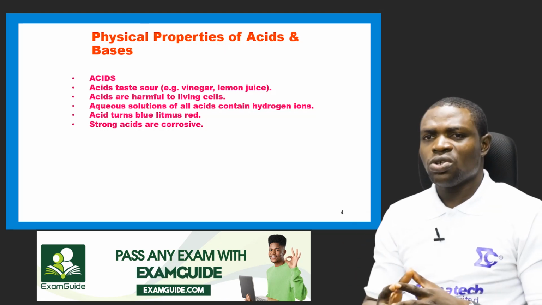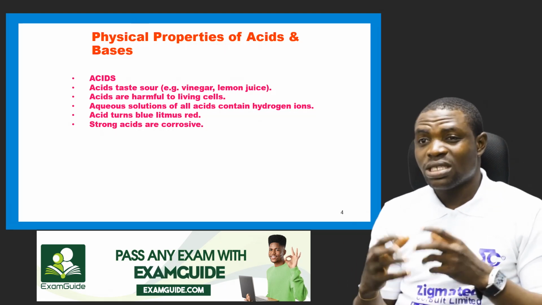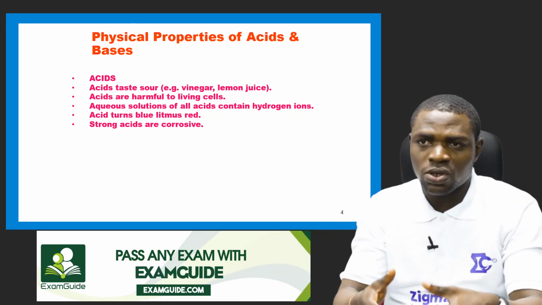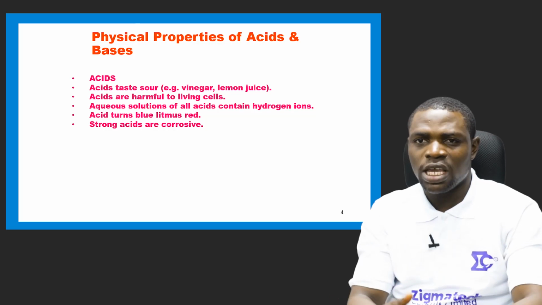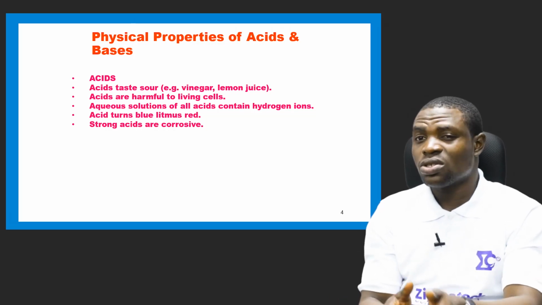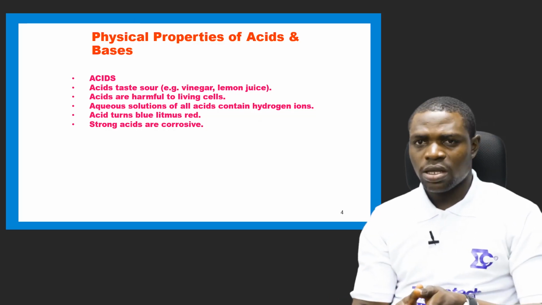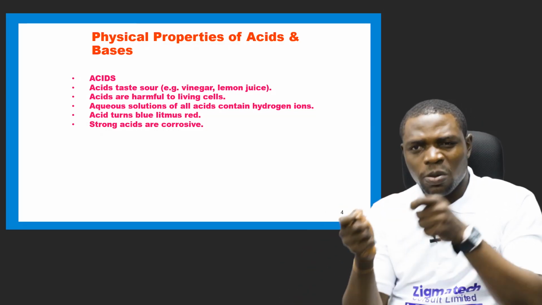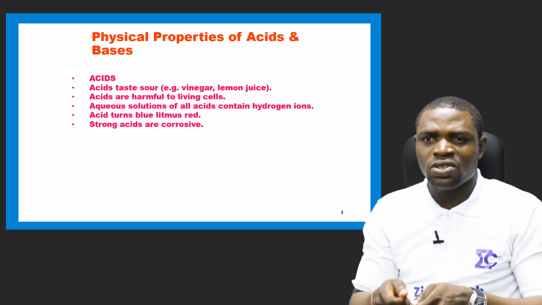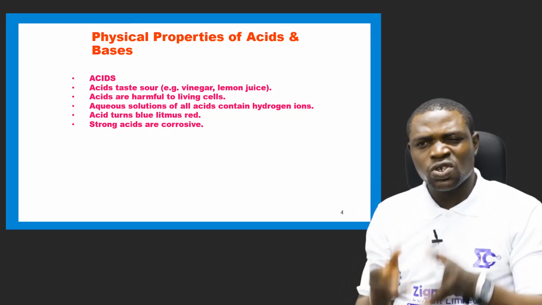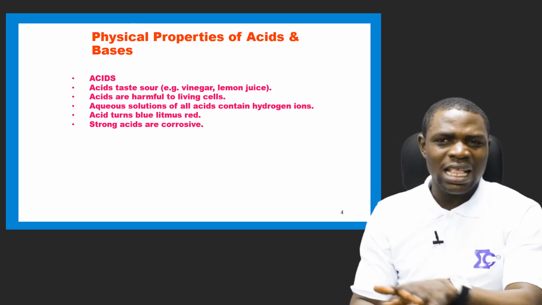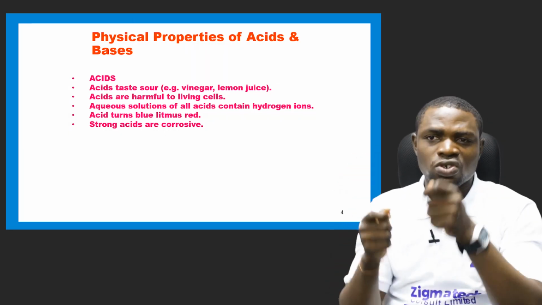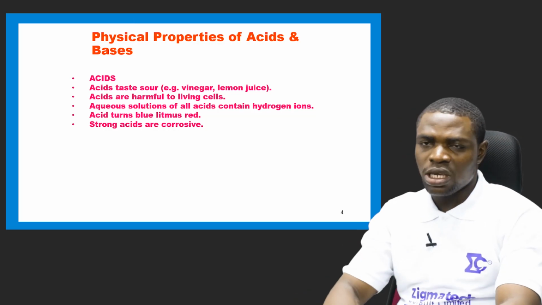So the aqueous solution of all acids contain hydrogen ion. All acids in aqueous solution must have hydrogen ion. Then acid turns blue litmus paper red. You must understand that base will turn red litmus paper blue, but acid turns blue litmus paper red. Then strong acids are corrosive regardless of the nature and the type. In as much as the acid is strong, it must be corrosive.